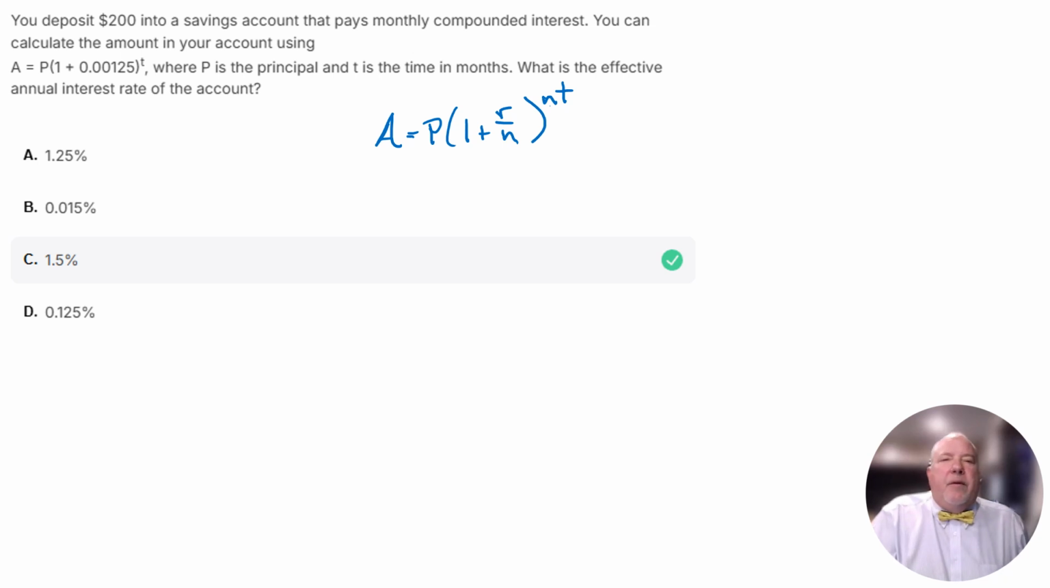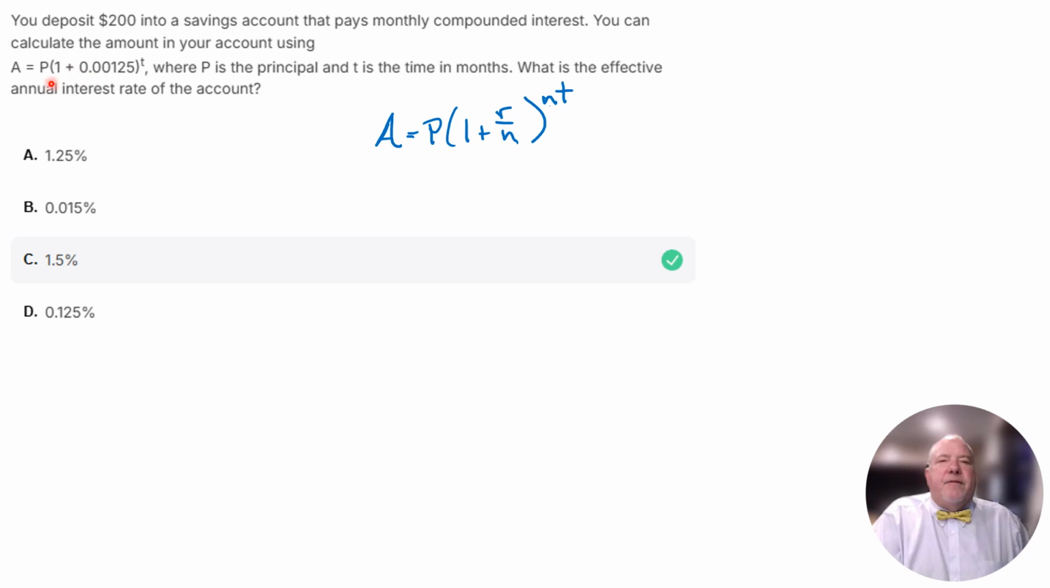So the P that we already talked about is principal. The R is the effective interest rate, which is what they're asking us to find here, the effective annual interest rate. The N is how often it is compounded, and it says it's compounded monthly. So the N for us is going to be 12.